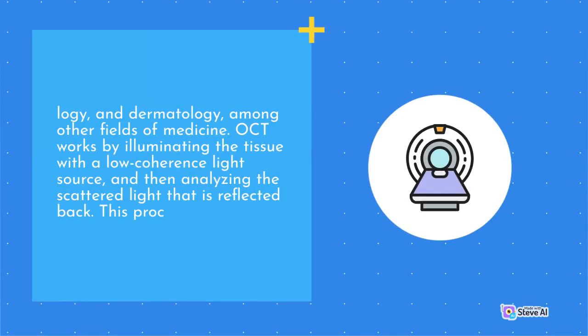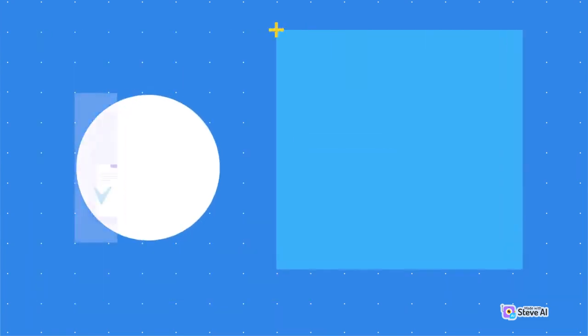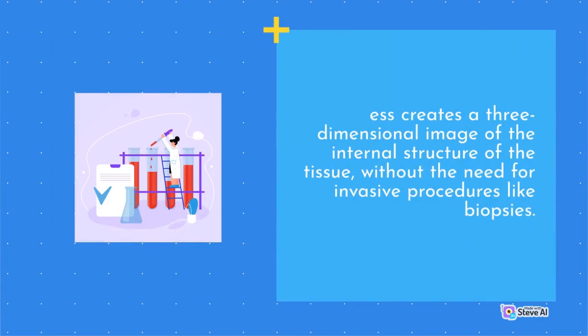OCT works by illuminating the tissue with a low coherence light source, and then analyzing the scattered light that is reflected back. This process creates a three-dimensional image of the internal structure of the tissue, without the need for invasive procedures like biopsies.